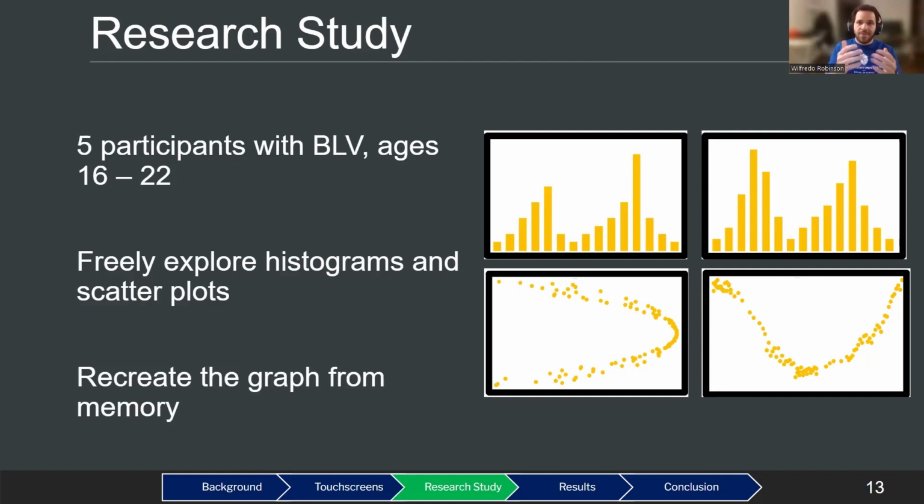Once answered correctly, they would pass on to the testing phase where they would have to explore 2 histograms and 2 scatter plots. They would have 2 minutes to explore each of these graphs freely with their own strategy on the touchscreen, and then they would have 2 additional minutes to recreate the graph from memory. Not to answer numerical questions about the graph, but to recreate the graph and see if they could recreate the shape of the graph and the general trend of the data using Wikisticks. Finally, after all the graphs were done, we spent 10 to 15 minutes openly discussing with the participant about their experience with these multimodal feedback schemes.